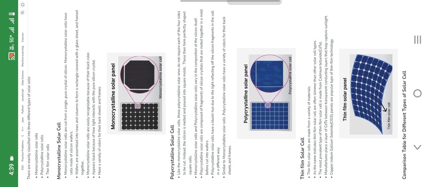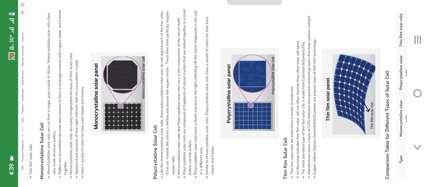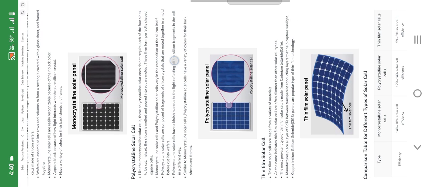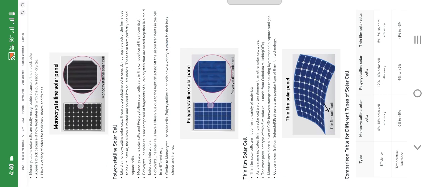Polycrystalline solar cell. Like the monocrystalline solar cell, the polycrystalline solar cell does not require each of the four sides to be cut. Instead, the silicon is melted and poured into the square mold. Then this forms perfectly shaped square cells. Monocrystalline solar cells and polycrystalline solar cells vary in the composition of silicon itself. Polycrystalline solar cells are composed of fragments of silicon crystals that are melted together in a mold before being cut into wafers.